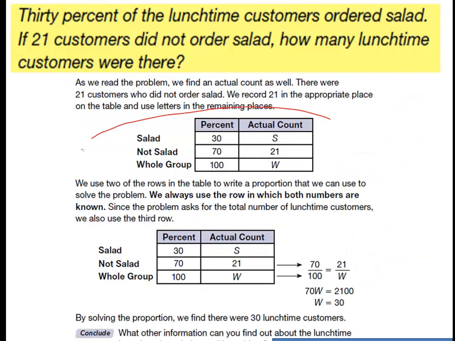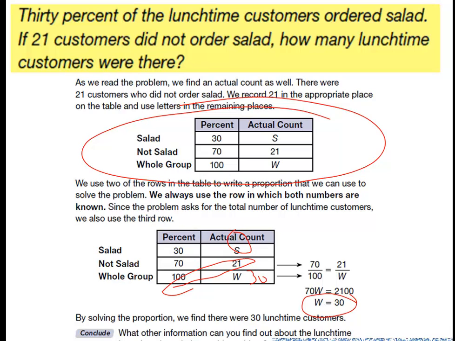All right. So here's how we had it set up. And that's what we did. We cross multiplied like we're supposed to, and we divided by 70. We got 30. So we know our 30 goes right here, and we got 30 right here. Now, how many people ordered salad? If you needed to know what S was, how many people would there be? Well, it'd be the difference between 30 and 21, which is 9. So 9 customers ordered salad.